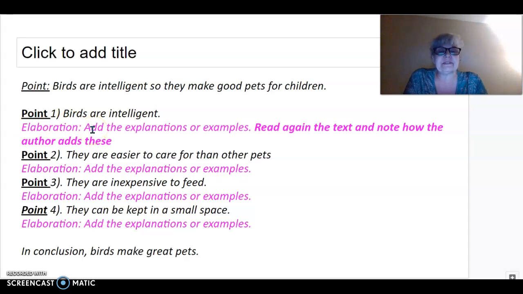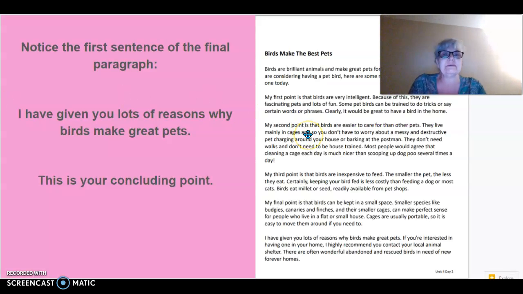Elaboration, add explanations or examples. You're going to read again the text. So we're going to go back here and look at this text, okay, and see how the author did this. Let's talk about birds are intelligent. I'm going to read the paragraph. My first point is that birds are intelligent. Because of this, they are fascinating pets and lots of fun. Some pet birds can be trained to do tricks or say certain words or phrases. Clearly, it would be great to have a bird in the home. All right, she added 3 more sentences there.